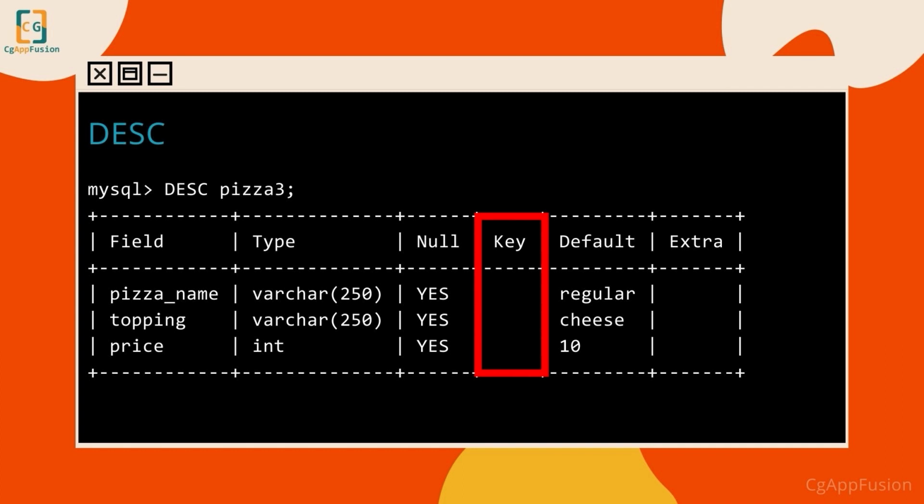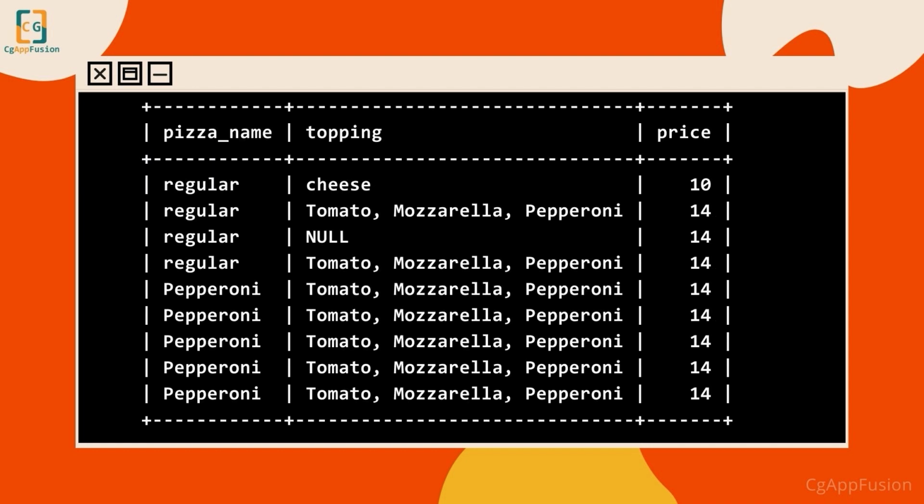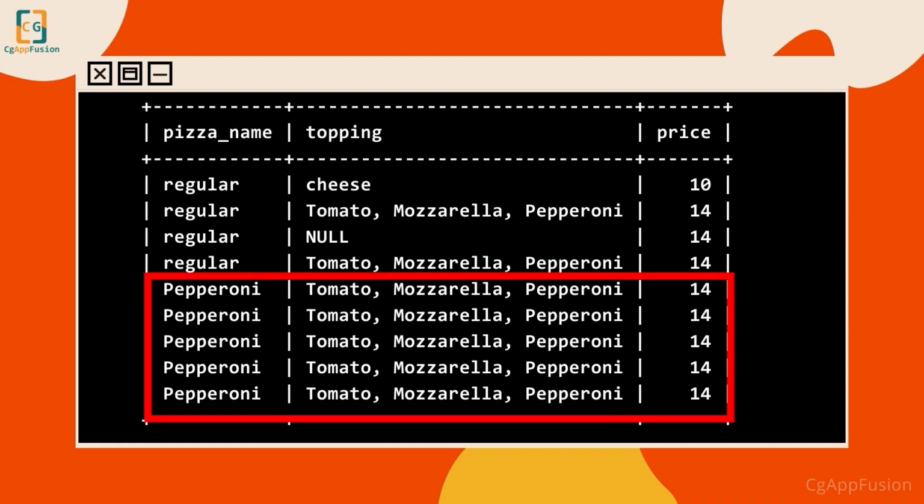So the big question is how the key is going to help us. Right now I can insert pizzas with the same pizza name, toppings, and price. I can insert as many of them as I want, and this is what we will get in our database. As you can see, all the pepperoni pizzas that we have are identical. Maybe that's fine in some cases, but imagine you're trying to retrieve a specific pepperoni pizza. You're not going to be able to retrieve it because all of them are the same.